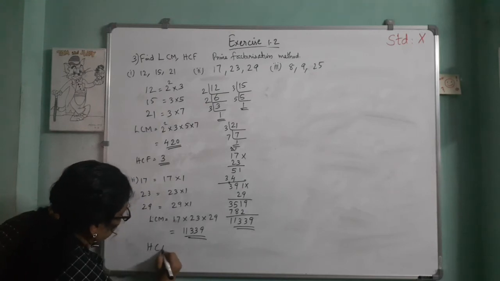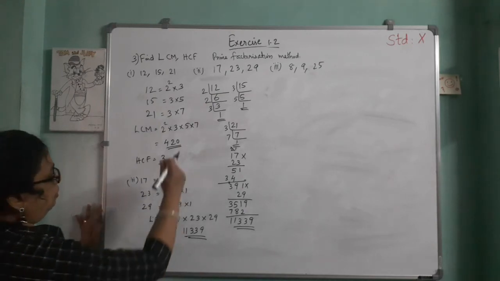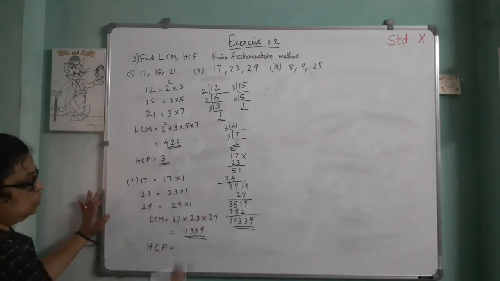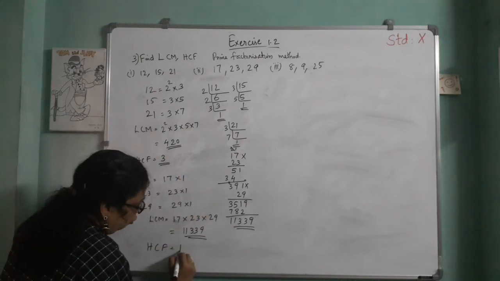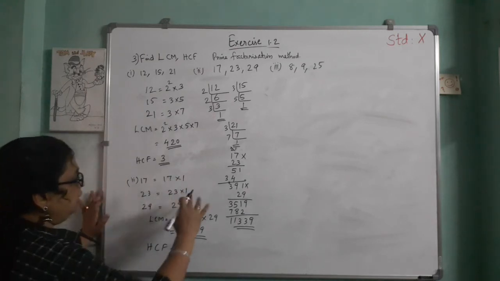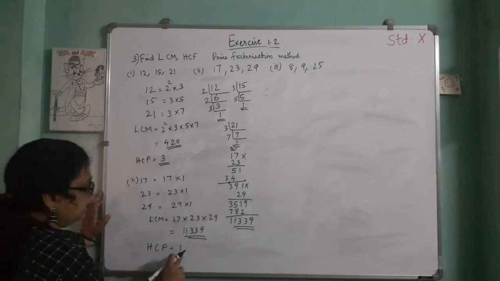And HCF is the smallest power of each common factor. So these three numbers are prime numbers, so only 1 is the common factor. These numbers have no other factors other than that number and 1. So HCF is 1.